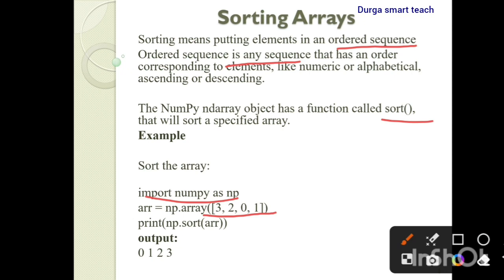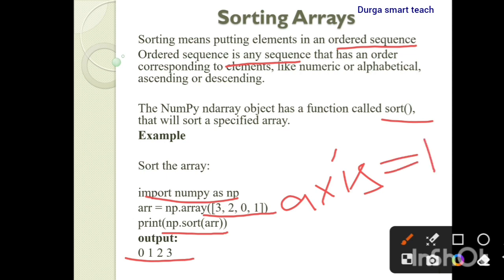If you specify np dot sort of arr, you will get 0 1 2 3. These elements are arranged in ascending order. Now I want to sort these elements into descending order. Then you need to specify axis equals to 1. In this case, the array elements are written 3 2 1 0 like this. So you can sort array elements either in ascending order or in descending order.